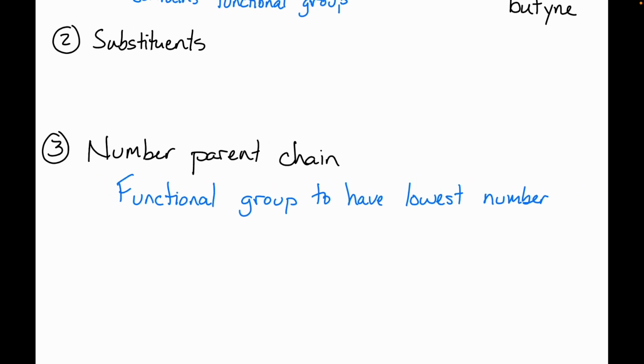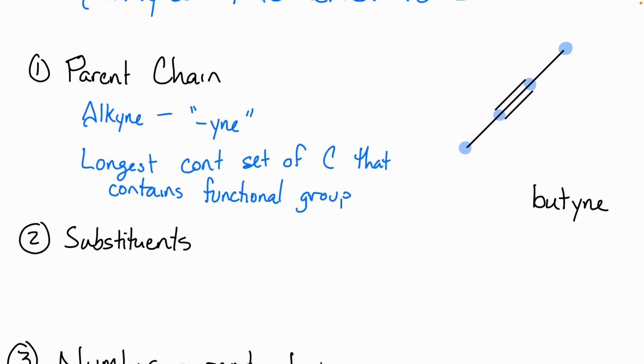Right? So one other sort of new thing that we introduced with alkenes is you got to indicate where that functional group is. So if I number my parent chain here, 1, 2, 3, 4, that alkyne triple bond is located between carbons 2 and 3, so I would call this 2-butyne. All right, we got to indicate where that triple bond is.